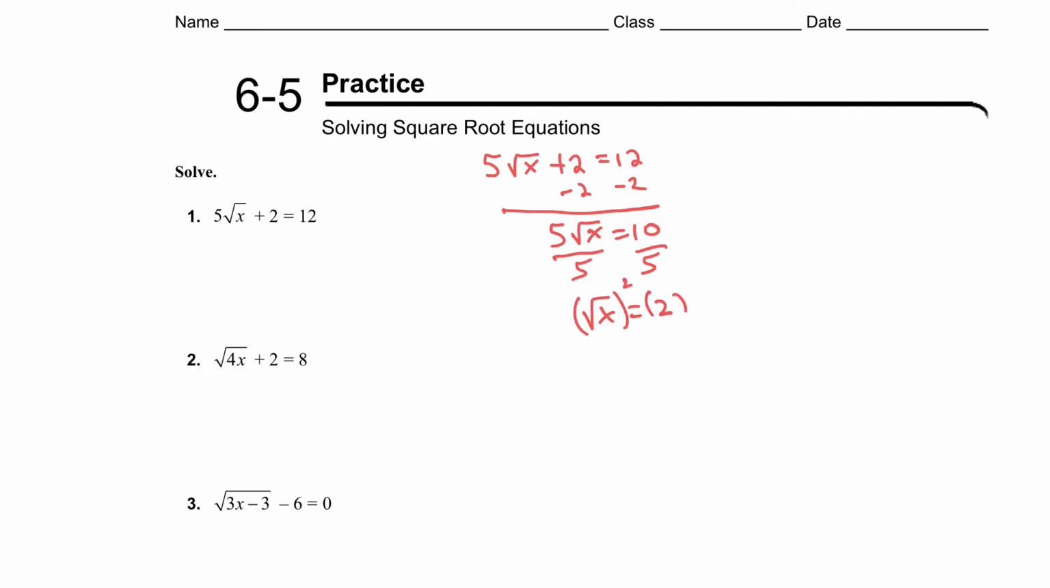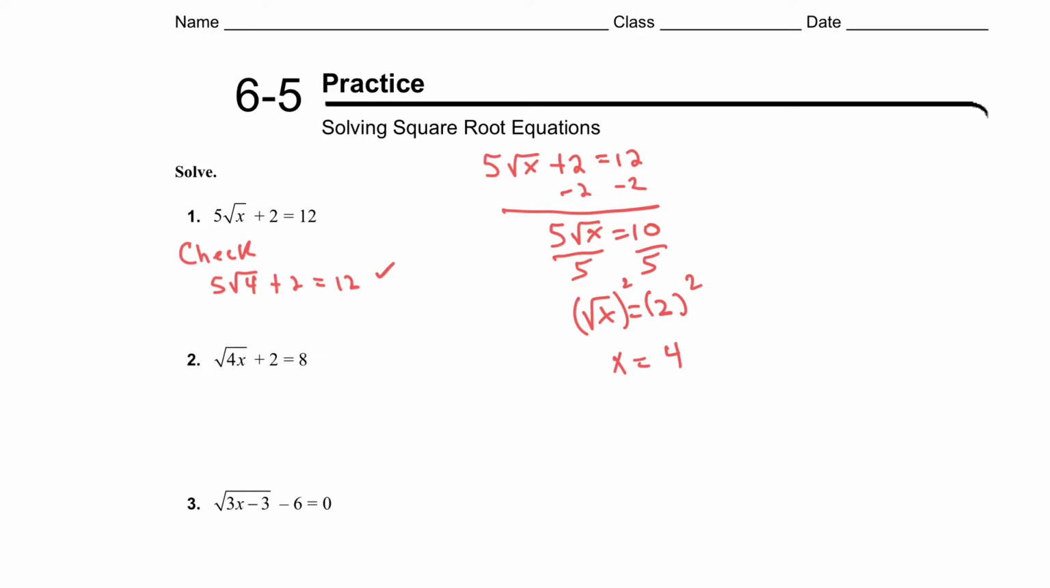And then you have to square both sides. And so you have x equals 4. So what you want to do is you always want to check: 5 times the square root of 4 plus 2 equals 12. Square root of 4 is 2. 5 times 2 is 10. 10 plus 2 is 12, so that checks.